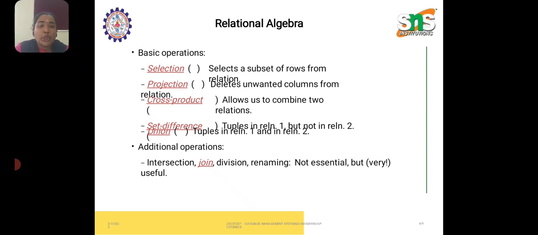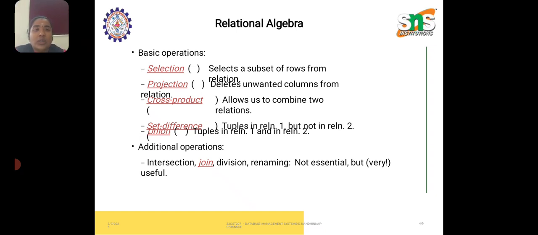Next one is the union operation. The union operator in relational algebra is used to combine the results of two relations. It returns all the rows that are present in either of the two relations, excluding the duplicates. So duplicates are excluded from this union operator. The symbol we use is the U symbol, which denotes the union operator.